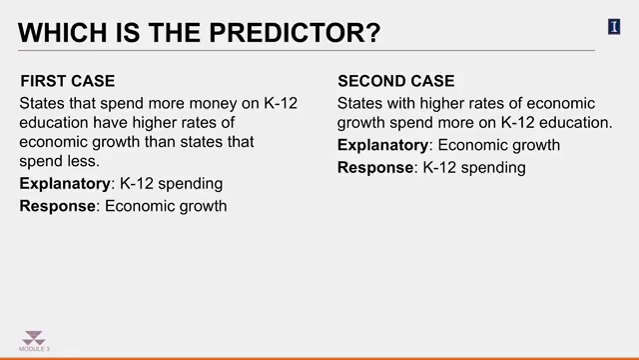In the first case, the struggling state decides to increase investment in K through 12 so that its residents are ready to be employed, and at some time in the future when this investment pays off, we see the second case occurring, which is since the state is doing really well and has money, it will start spending more on K through 12. Thus, the variables switch roles. Avoid these types of studies.